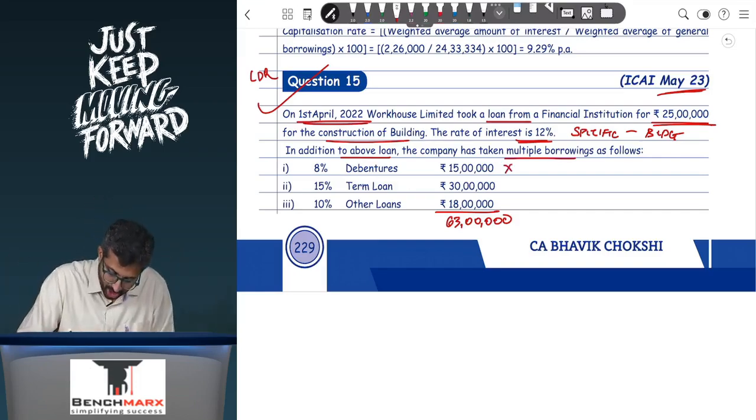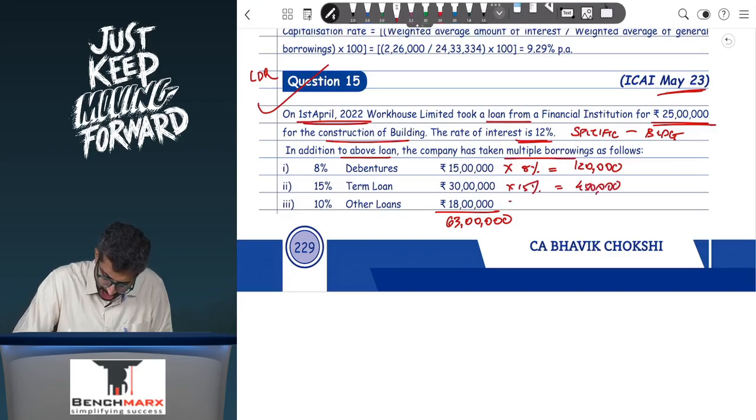So over here, 15 lakhs into 8% comes to, I think, 1 lakh 20. 30 lakhs into 15% comes to, I think, 4 lakh 50. And 10% comes to 1 lakh 80. So if I total all of this, my actual interest comes to 7 lakh 50.